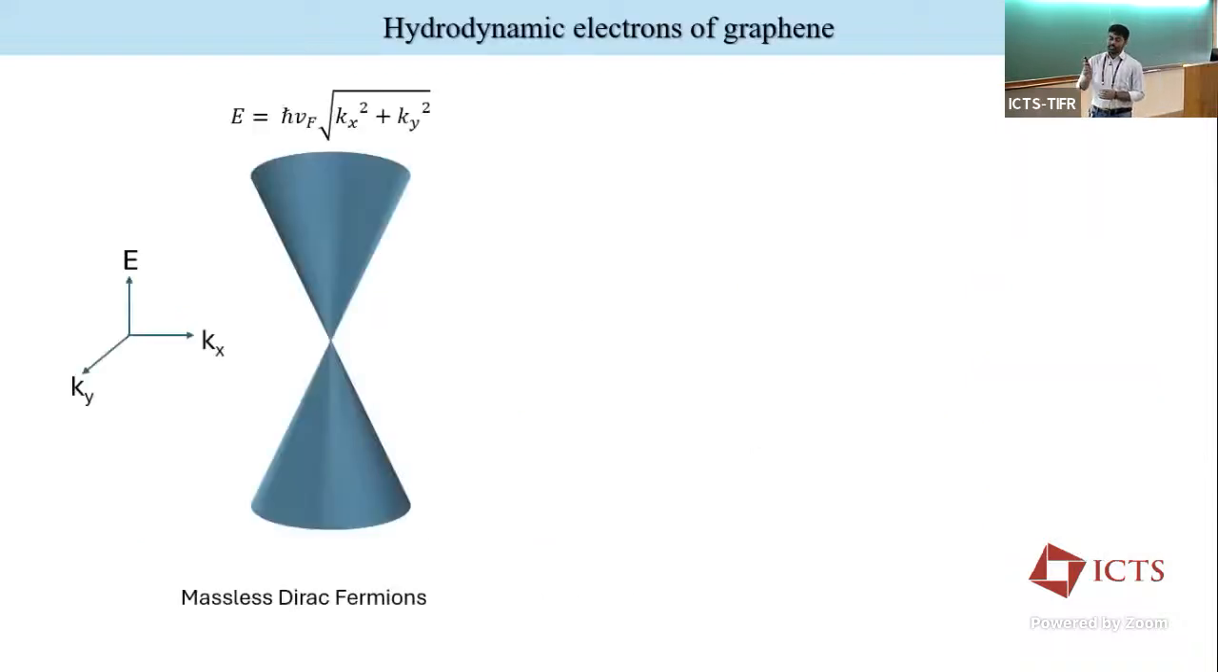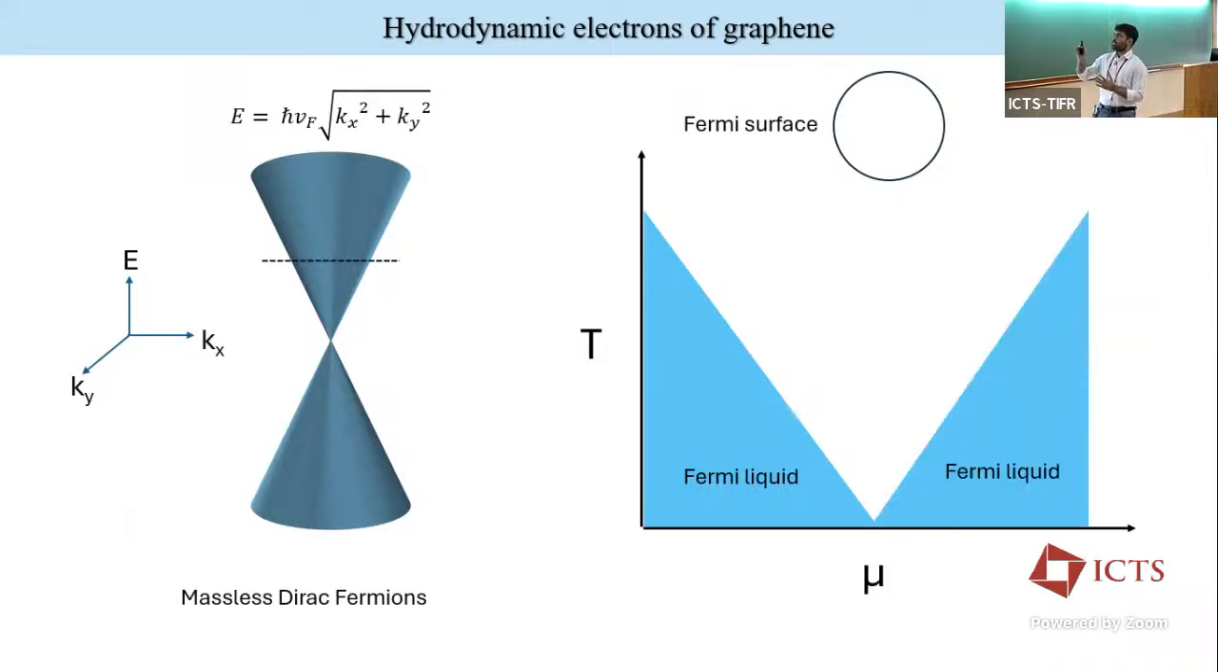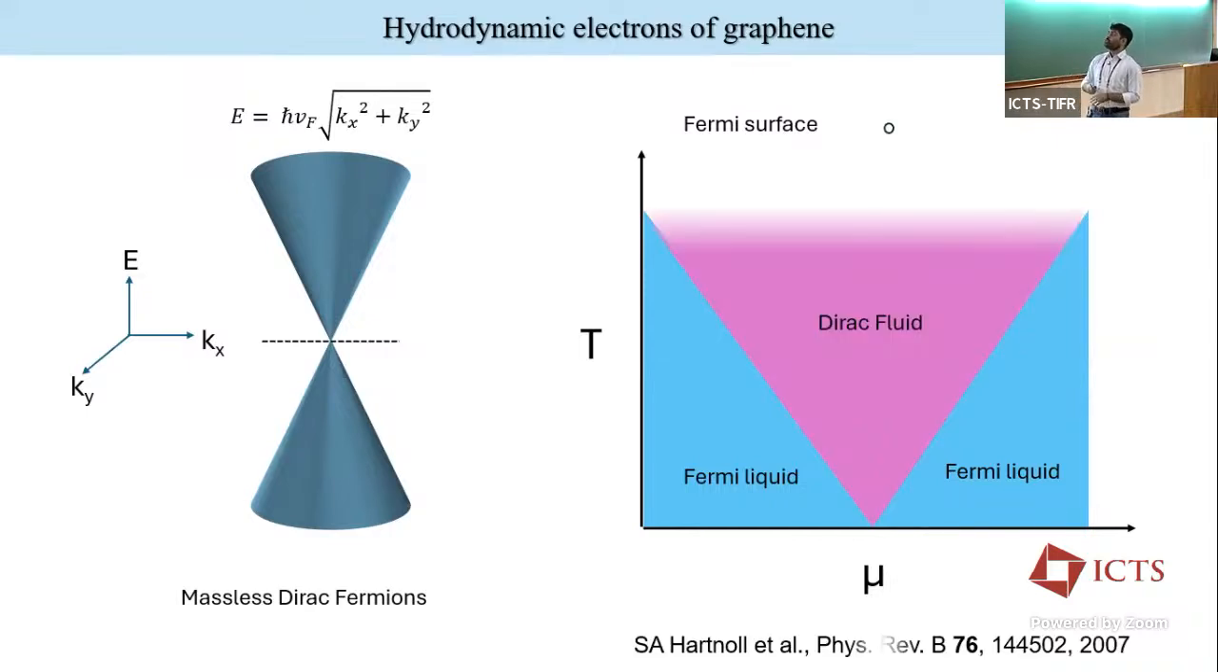But what makes graphene so interesting? The fact that graphene has this unique band structure which hosts massless Dirac fermions. So now, if you take your Fermi energy from the valence band to the conduction band, you cover this entire phase space with a Fermi liquid regime. But when you are exactly at the Dirac point and your Fermi surface is almost not there, you have this beautiful region of space which is called a Dirac fluid.